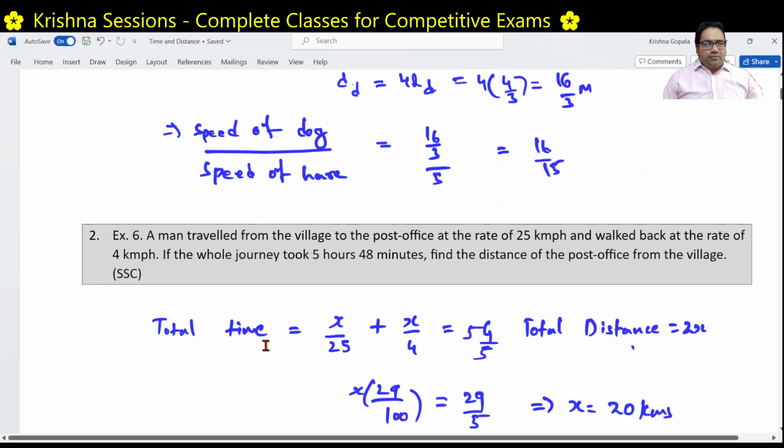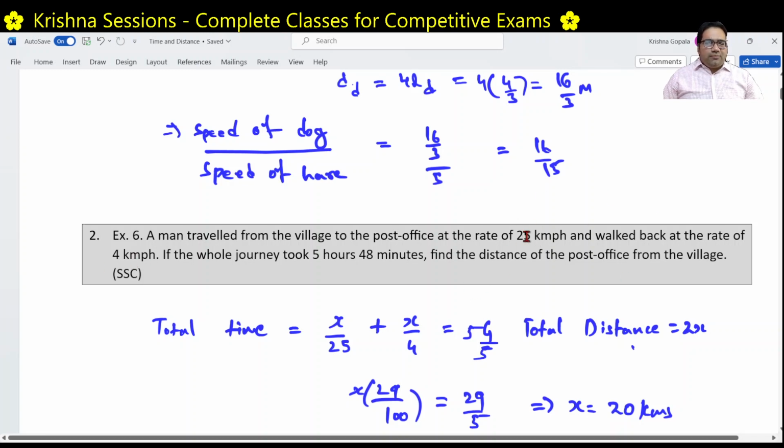Then, second question. A man traveled from the village to the post office at the rate of 25 kilometers per hour and walked back at the rate of 4 kilometers per hour. The whole journey took 5 hours 48 minutes. Find the distance of the post office from the village. He traveled one side at a speed of 25 kilometers per hour and walked back at a speed of 4 kilometers per hour.